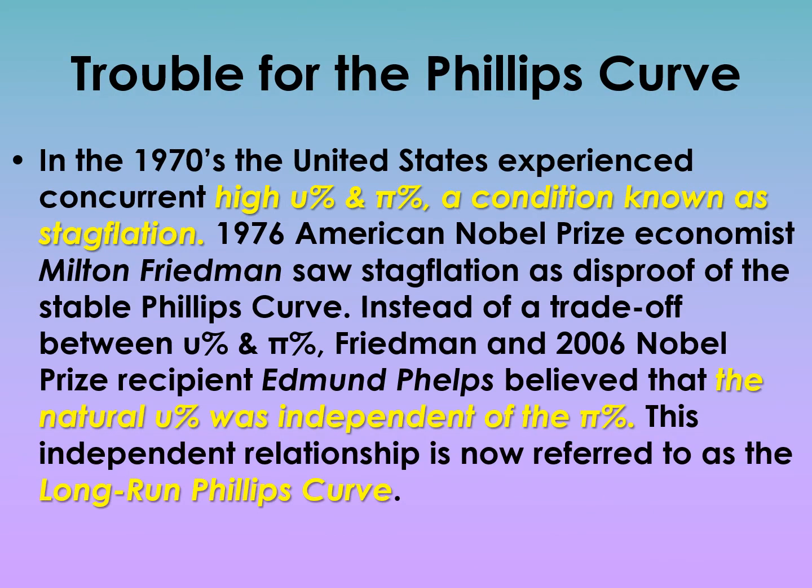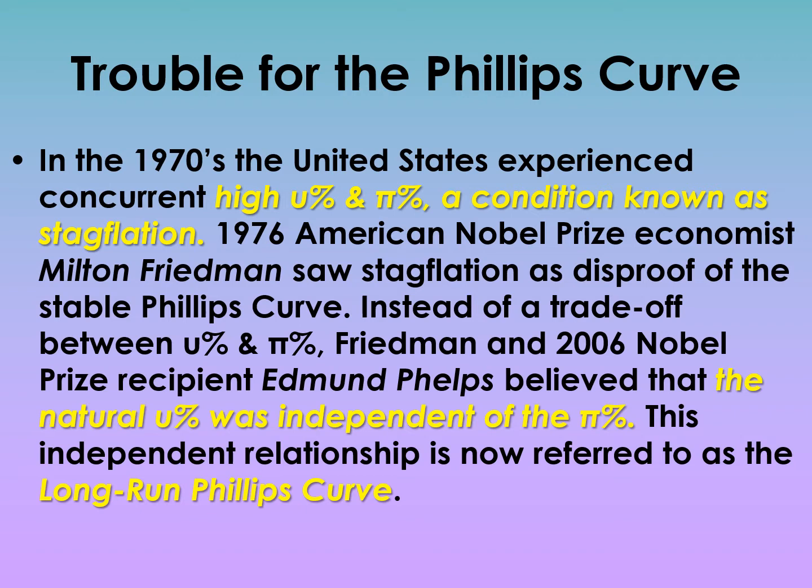Now, early on, the Phillips curve ran into some pushback, and actually there are some people who still don't believe in the Phillips curve because in the 1970s, the United States experienced concurrent high unemployment and high inflation, which is a condition known as stagflation. Once again, we studied that back when we learned about the ASAD model. Now, in 1976, American Nobel Prize economist Milton Friedman basically saw stagflation as disproof of a stable Phillips curve.